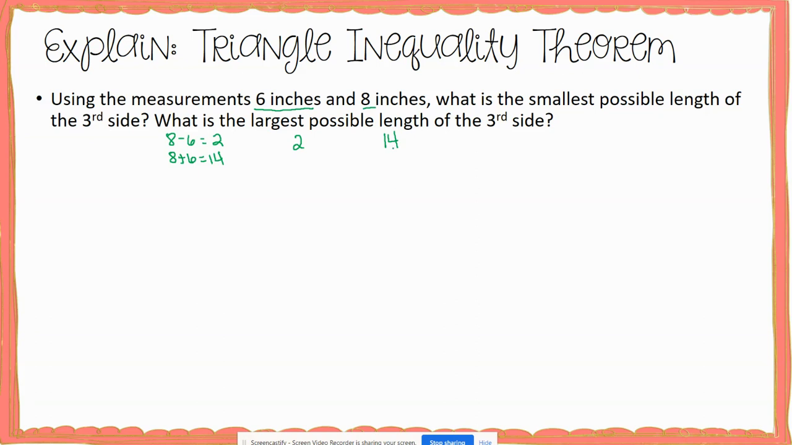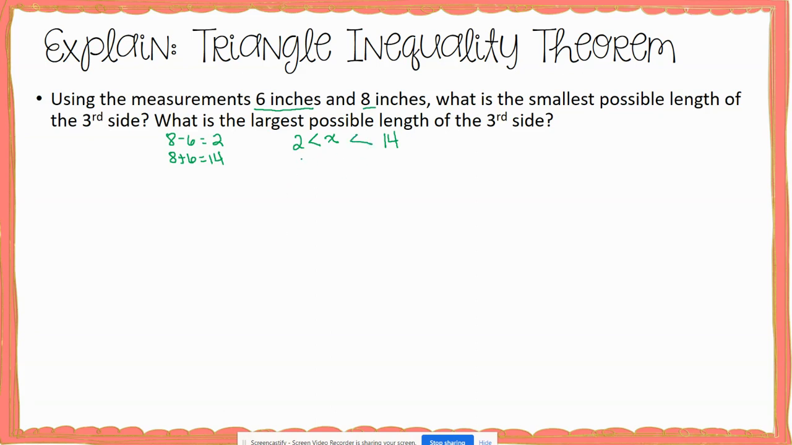13 could be a side length, because if I did 6 plus 8, that is bigger than 13. So anything in between 2 and 14, but not equal to 2 and not equal to 14, could be a possible side length. So to show this, I would say 2 is less than x, which is less than 14.